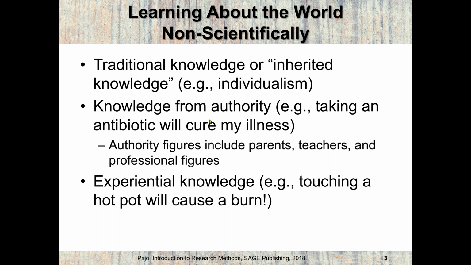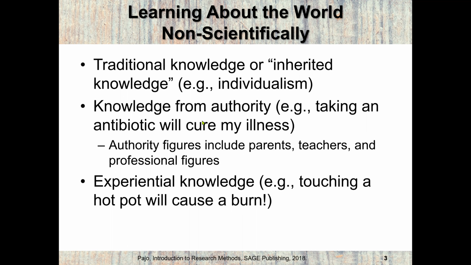Another type is knowledge from authority. A good example the textbook gave us is that taking an antibiotic will cure my illness. Here our authority is the medical doctor. A medical doctor may prescribe a specific medicine to us, so that by taking that medicine, disease A will get healed. After we know it the first time, next time we have the same problem, we know what medicine to take.